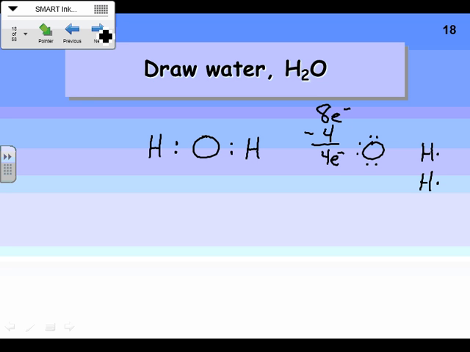Where am I going to put the last 4? Okay, top of the O, bottom of the O, right? That's step 4. Remaining electrons form lone pairs to complete the octet. And we don't want to put lone pairs around the hydrogen because the hydrogen's okay with just 2 electrons. So we don't need to put any more around hydrogen.